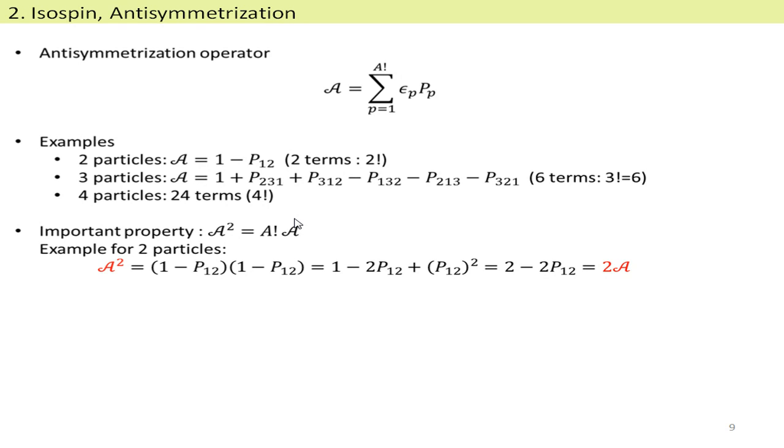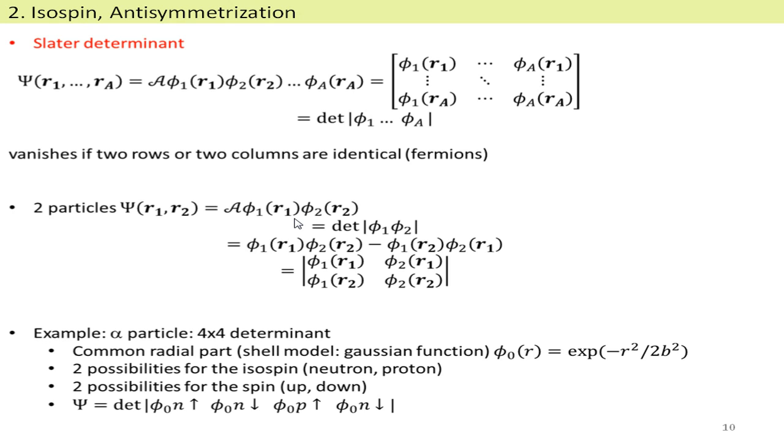So if you apply the antisymmetrization operator twice, you have this product of the antisymmetrization operator here. If you expand it, 1 with 1 is of course 1. You have 2 times P12, and P12 squared is just 1. You exchange 2 times, so it corresponds to 1. So at the end, you have 2 minus 2 P12, and then you recover what you expect from here. You have 2 times the antisymmetrization operator.